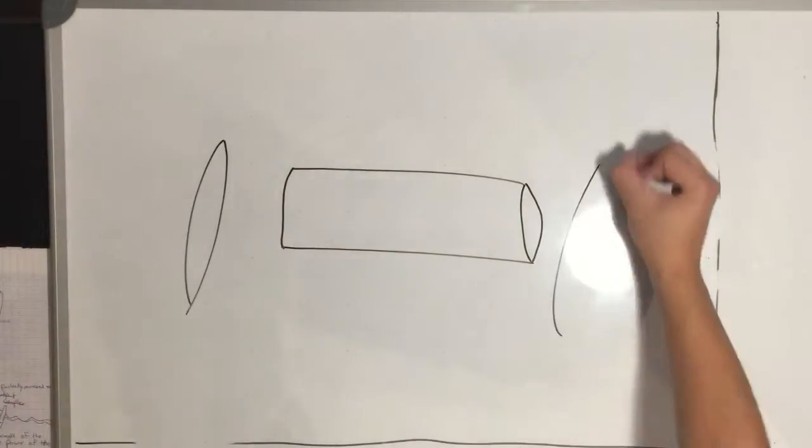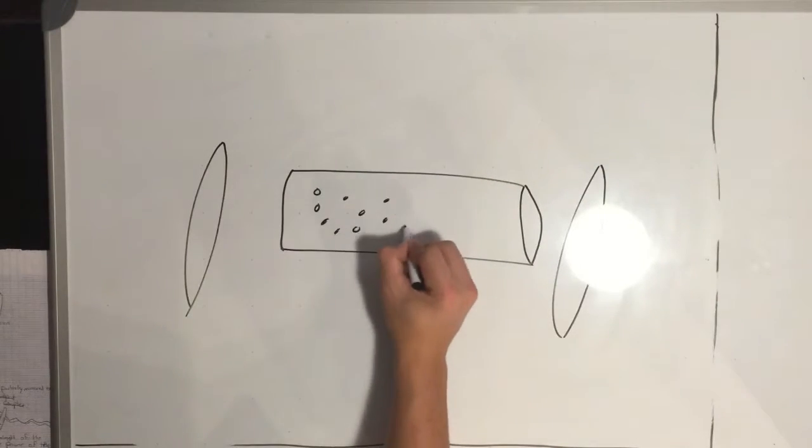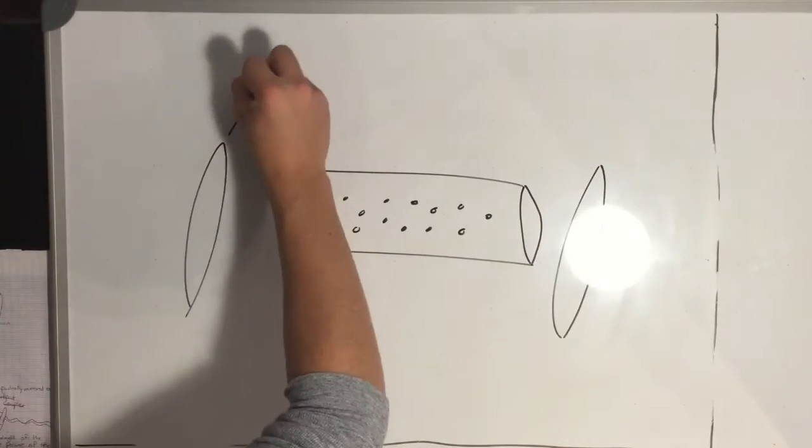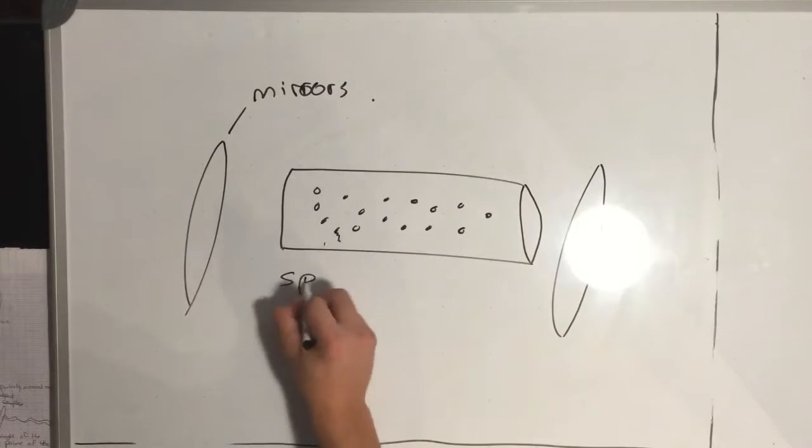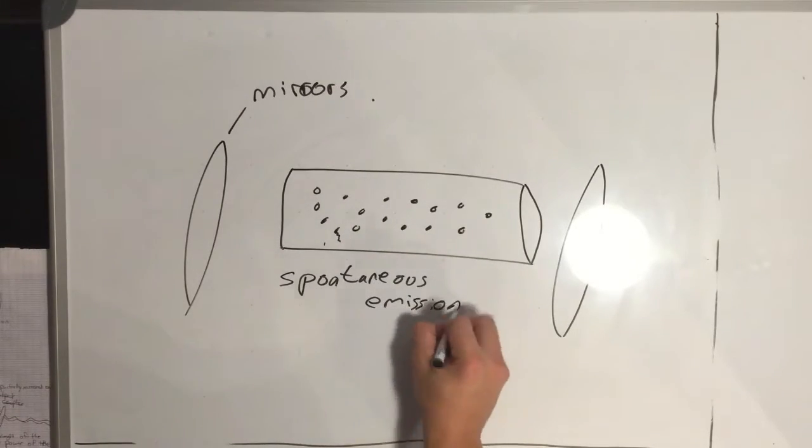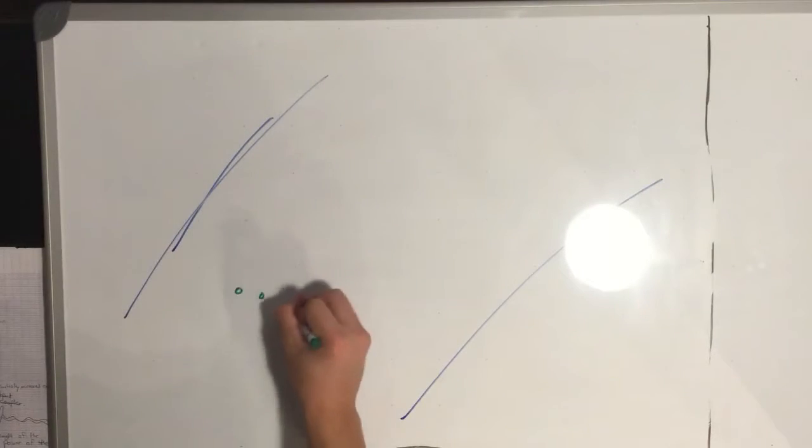Imagine a tube with plenty of atoms in it. We have a lot of atoms releasing a lot of photons in all directions. This is called spontaneous emission. This is a bit like a glow-in-the-dark object. But in lasers, it is different. We need stimulated emission to occur.